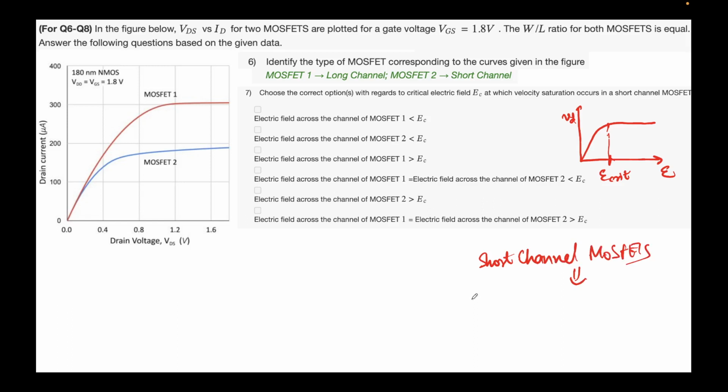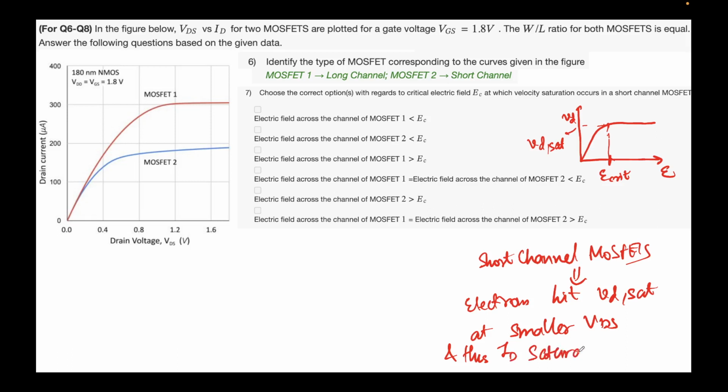Electrons hit VDSAT at smaller VDS. So this is the VDSAT corresponding to E critical, and thus ID saturates earlier. We've already identified that MOSFET 2 is the short channel MOSFET. This means that, let's say, E2 must be greater than EC. The electric field in MOSFET 2 must be greater than EC, because it's operating over here, correct? So E2 must be greater than EC. The electric field across channel 2, yes, this option is correct.